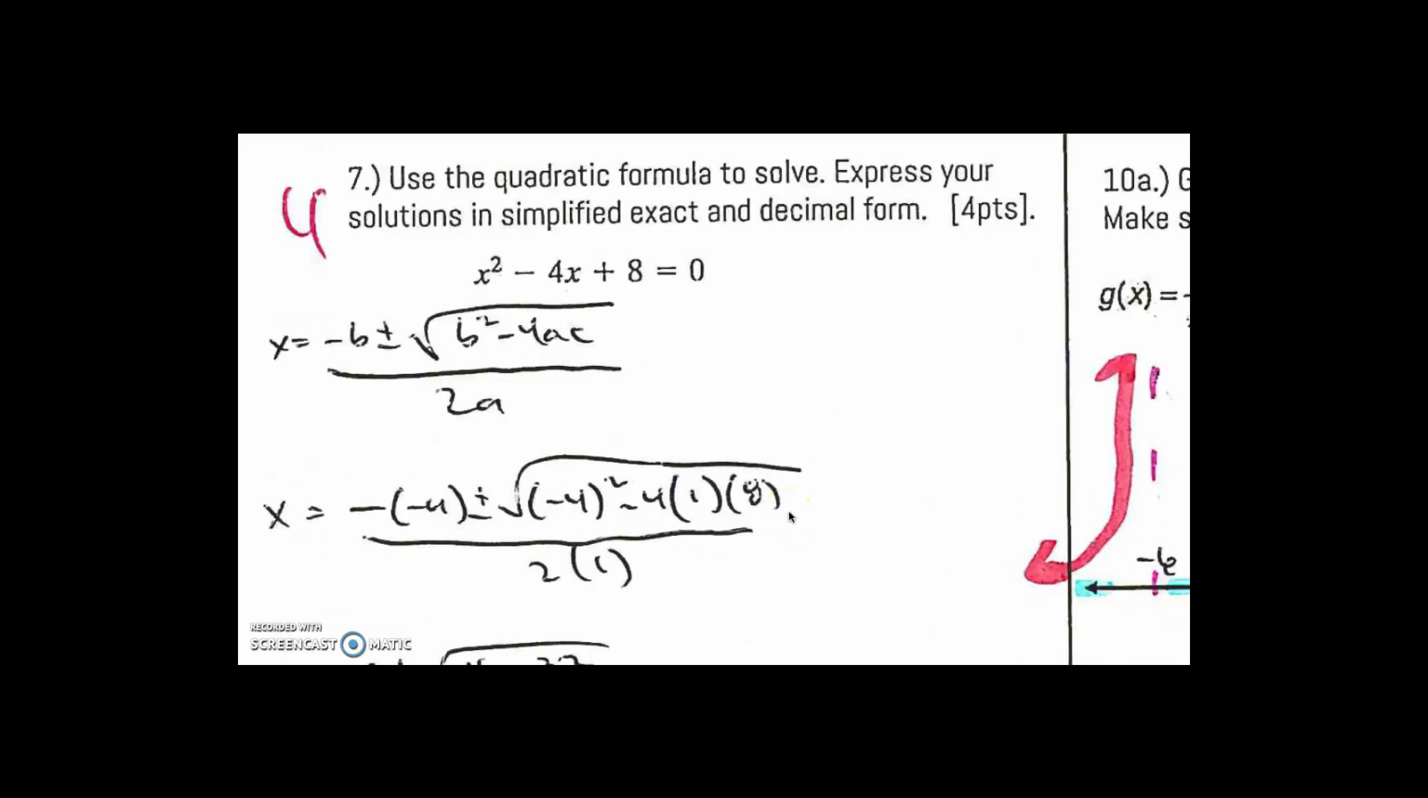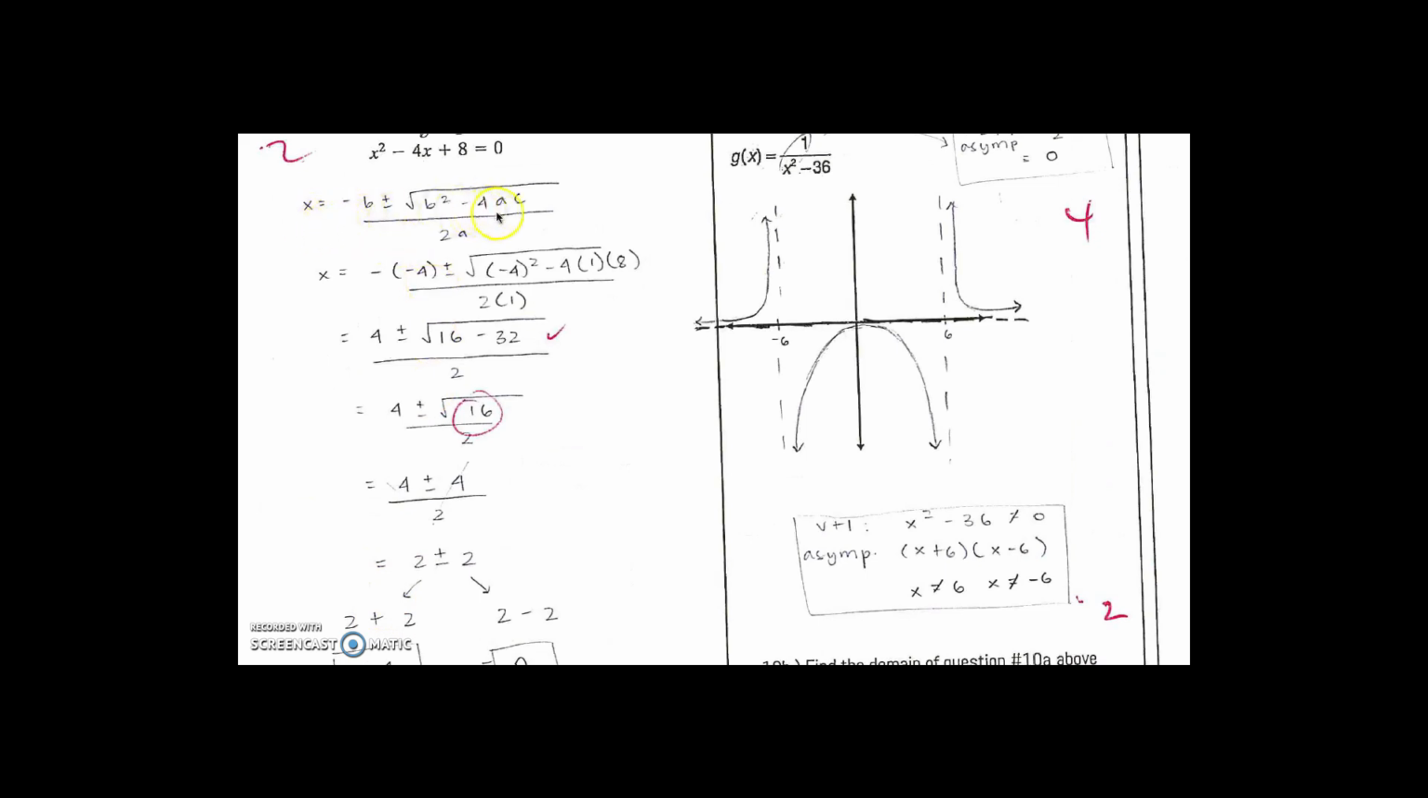Question number 7. Let's look at some student work. Here's some student work. Has quadratic formula. Good. Substitutions. This is good. That's why I put a check mark. 16 minus 32 is a negative number. So if I allowed you to use your calculator, use it.